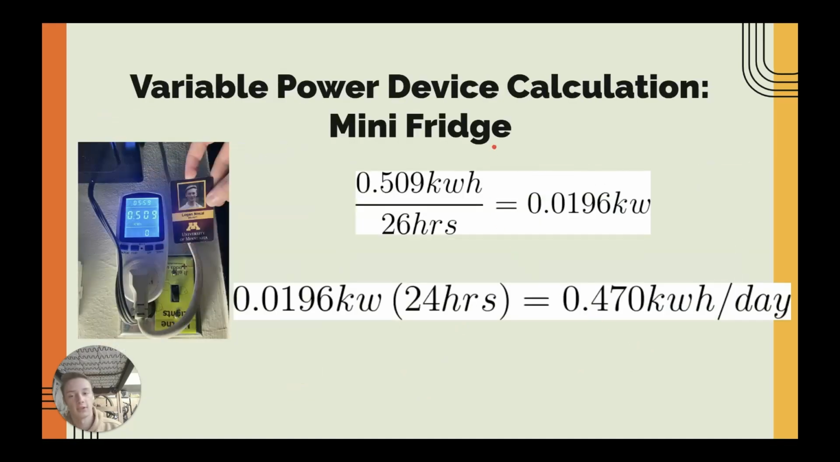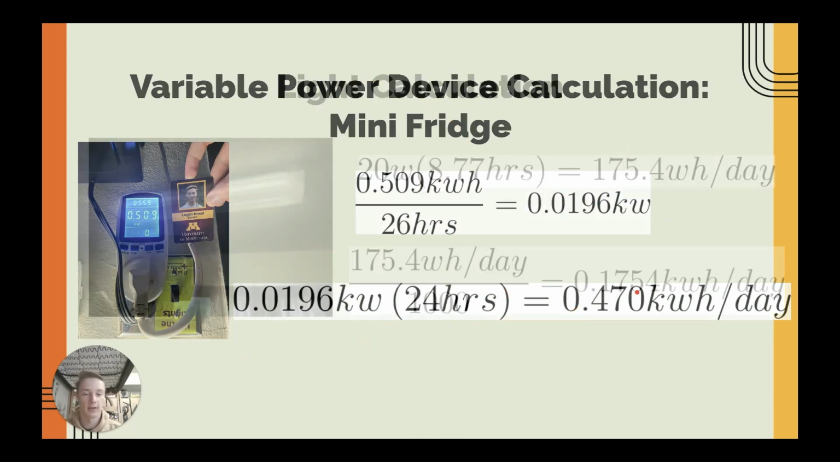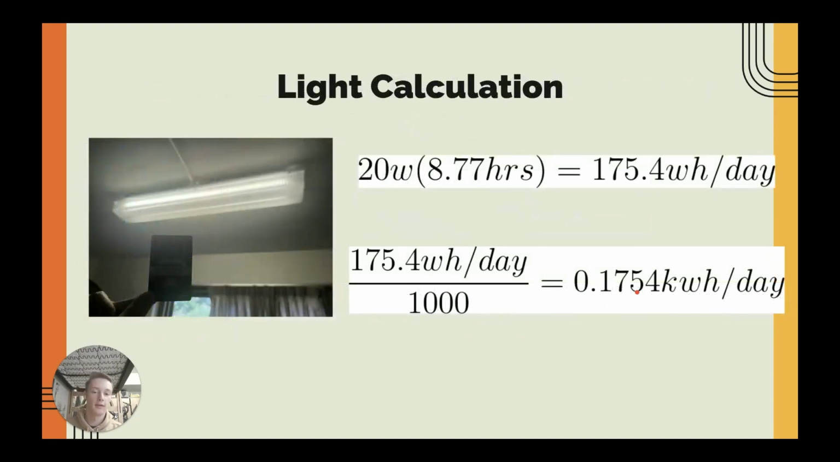Next, we have the mini fridge, which is our variable power. I measured 0.59 kilowatt hours over 26 hours of measuring to get an average of the kilowatts. And then the average kilowatts times the hours used per day, which is 24 hours for the fridge, gave us 0.470 kilowatt hours per day. Lastly, the light. This is a fluorescent light that I don't have access to, so we're assuming that it's 20 watts. It's on for an average time of 8.77 hours per day to get our watt hours per day. Once again, dividing that by 1,000 to get the kilowatt hours per day.